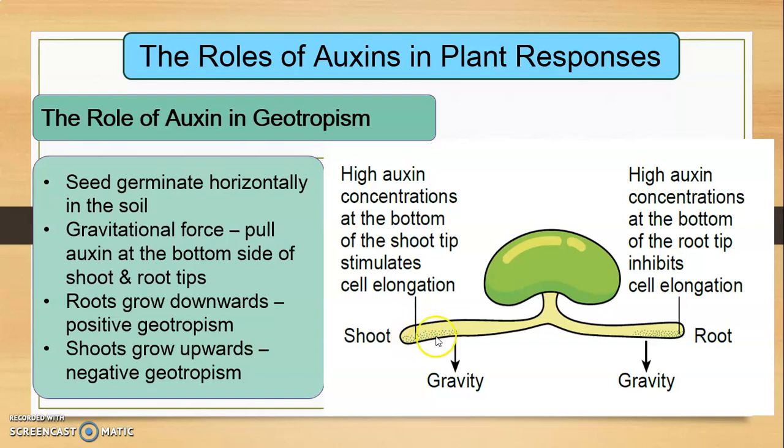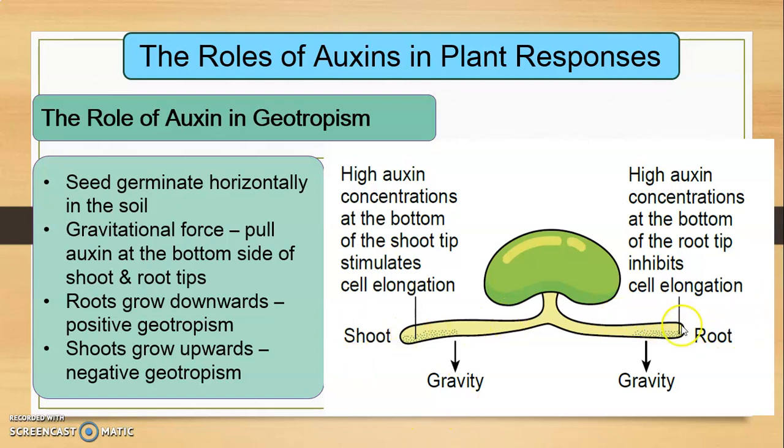What happens to the shoot? The shoot will bend upwards, because the bottom side elongates more. Why does it elongate more? Because there is a high concentration of auxin that stimulates cell elongation.